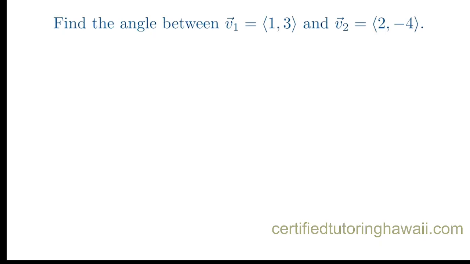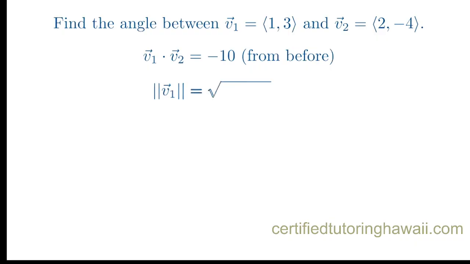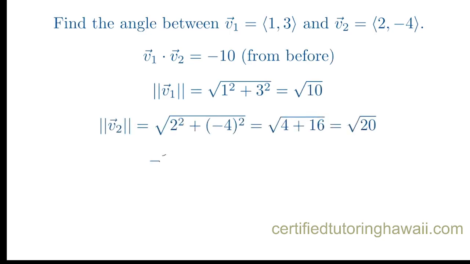Let's use this to find the angle between our two vectors from the last example, v1 equals ⟨1, 3⟩, and v2 equals ⟨2, -4⟩. We know their dot product is -10. We also need their magnitudes. The magnitude of v1 is the square root of 10, and the magnitude of v2 is the square root of 20. Plugging these values into our formula, we get -10 equals the square root of 10 times the square root of 20 times the cosine of theta.